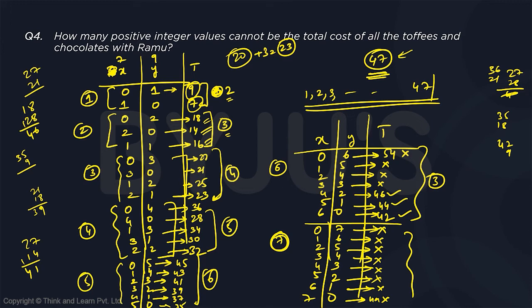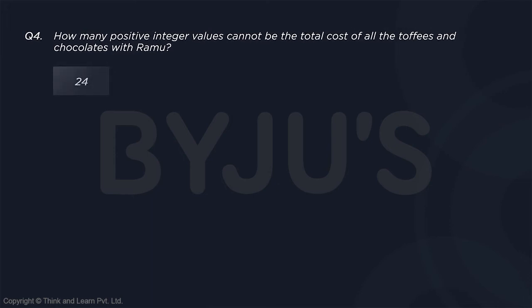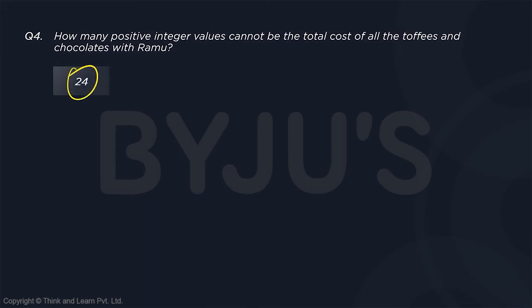So till now, if you notice, totally 23 numbers you got. Out of 47, 23 you got, which means the remaining 24. So 47 minus 23 is 24. These 24 you cannot get because you have looked at all the possibilities, and you got only 23 of them. So the remaining 24 out of the 47 you cannot get, and that is your answer, right?